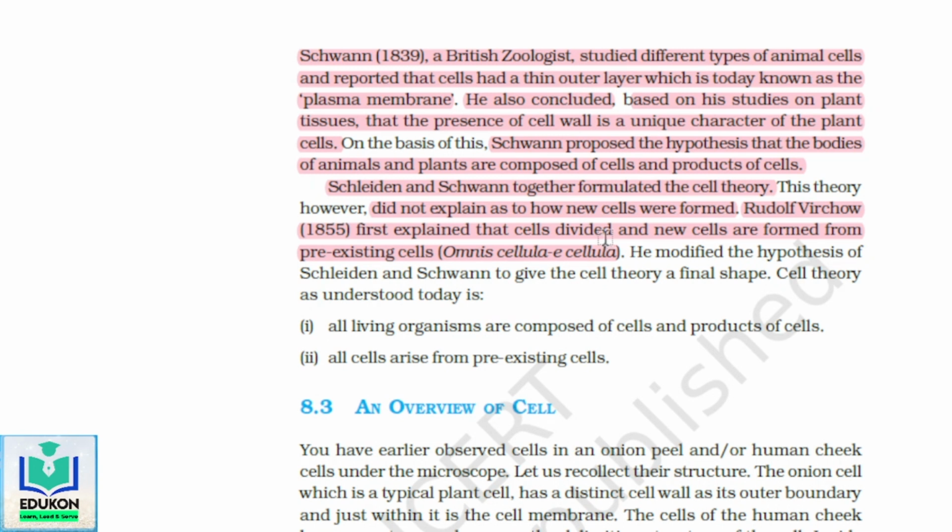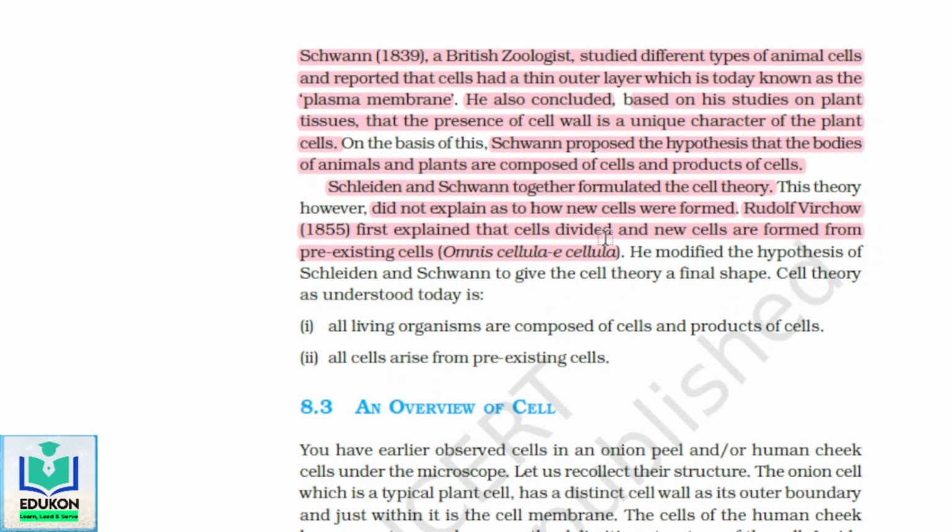So, 1839 Schwann and 1838 Schleiden. They both worked on different plants and animals and found that they are composed of cells. But they didn't know how the new cells are being formed. They couldn't explain it, though they formulated a cell theory. So here another person, his name is Rudolf Virchow, in 1855, first explained that cells divide and new cells are formed from pre-existing cells.